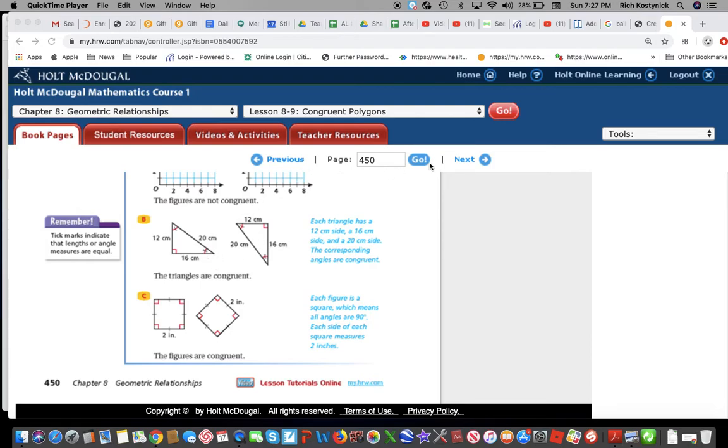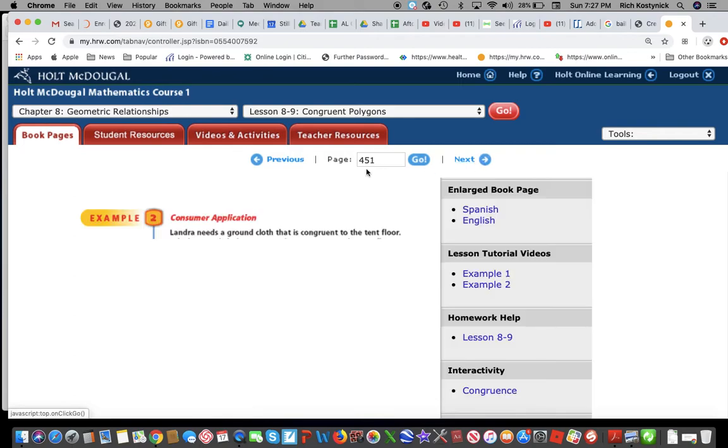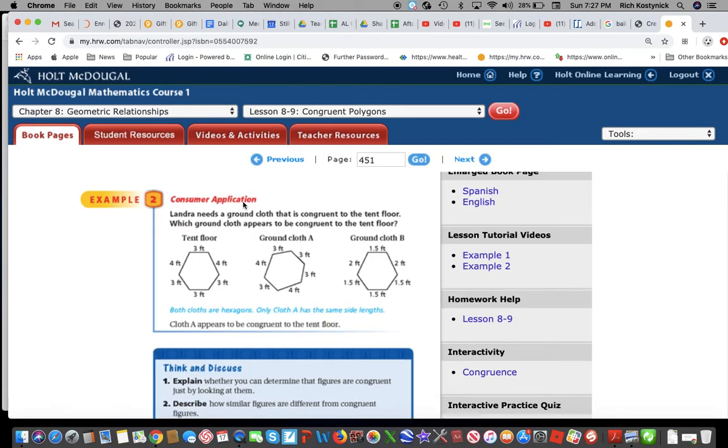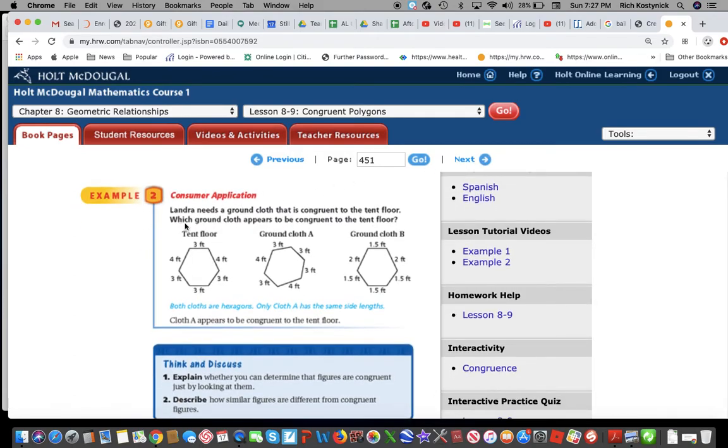Okay, let's take a look at the next page. The next problem that we're going to be doing is a real world problem. We're going to work with Landra here. Landra needs a ground cloth that is congruent, same size, same shape, to the tent floor. She owns this tent, and she needs to buy a new floor.